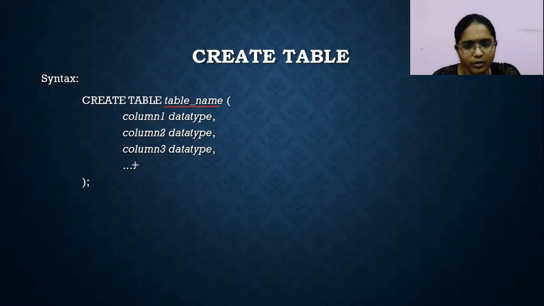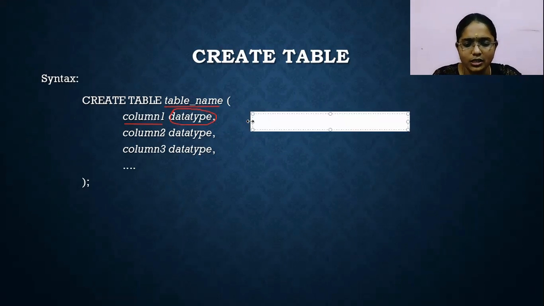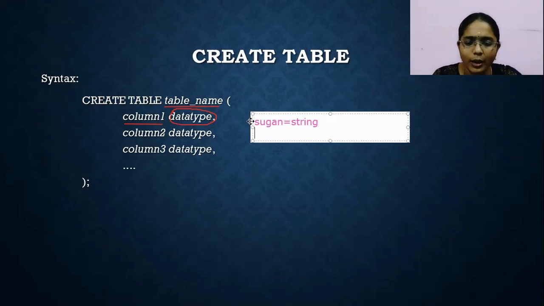Those many columns I can give, and the name of the column should be the first one, followed by the next one, which will be the data type. So what is data type here? Depending upon the data you're going to store, I'll mention the data type. The data can be of any different type. I can store a name, such as Sugan, which is of string type. I can store a number 1, 2, 3, which is of integer type.